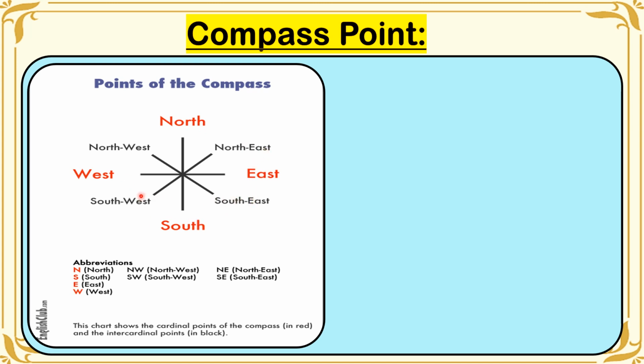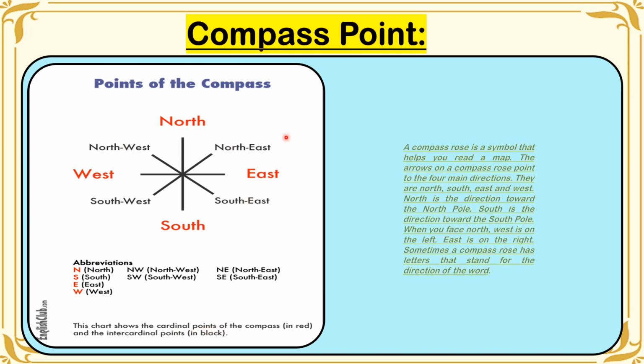Northeast, southeast, southwest, northwest. The abbreviations: N stands for north, S stands for south, E stands for east, W stands for west. NW stands for northwest, SW stands for southwest, NE stands for northeast, and SE stands for southeast. This chart shows the cardinal points of the compass in red color and the intercardinal points in black color.